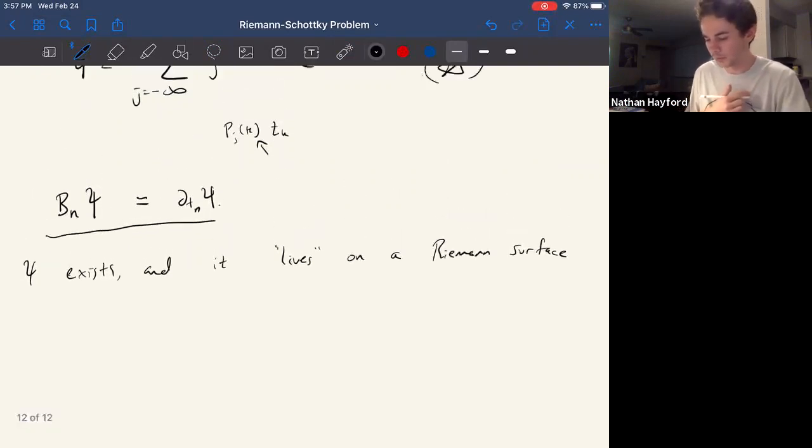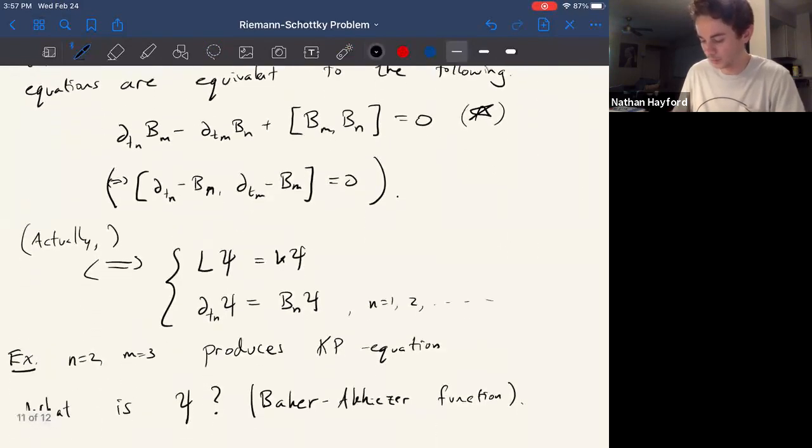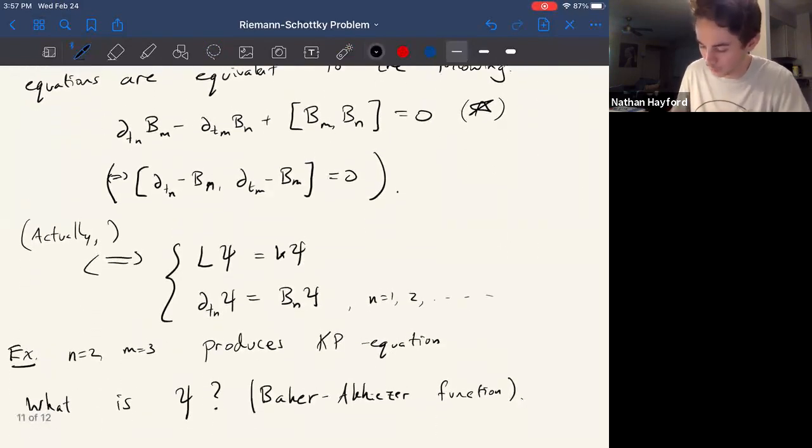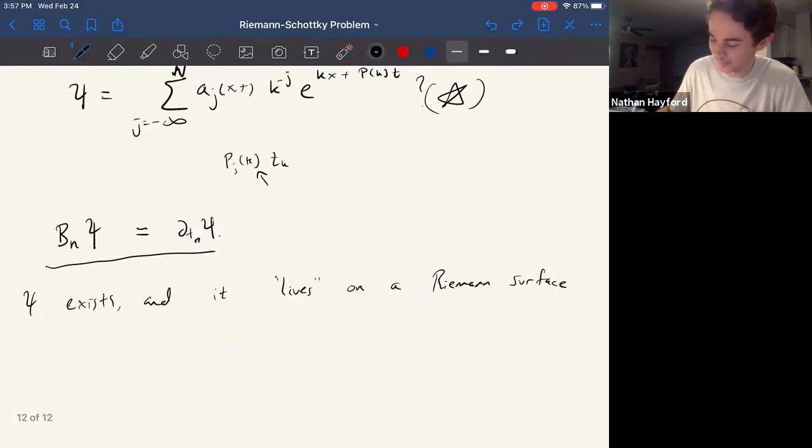Maybe a word before I talk about that on why this function psi is so important. Well, first of all, it is the function on which this system of equations is actually linearized. And second, we can actually produce solutions just knowing what psi is. How? Well, you make the shift, what is the name of the shift? It's someone's name, Sato shift, I think.